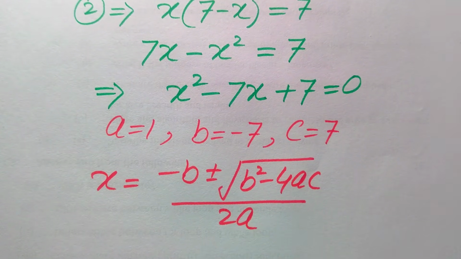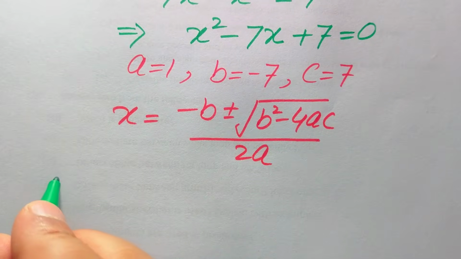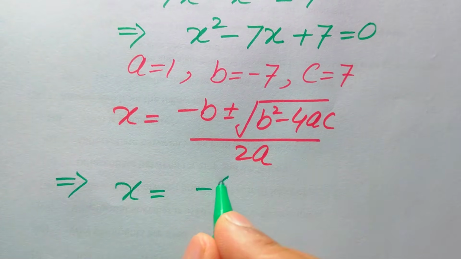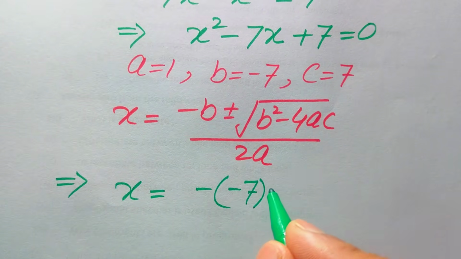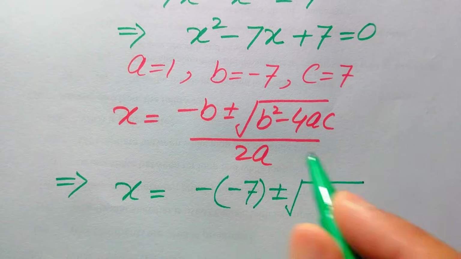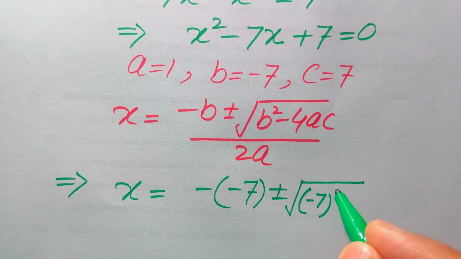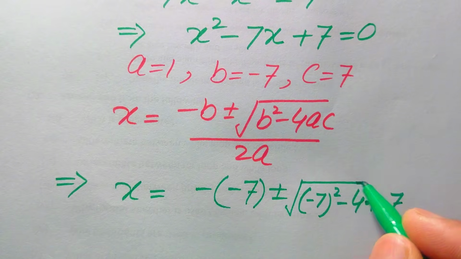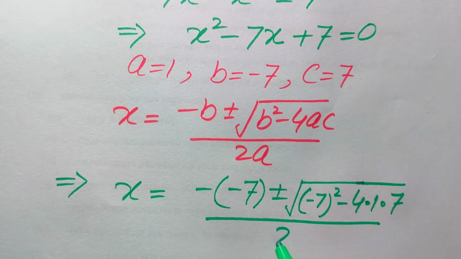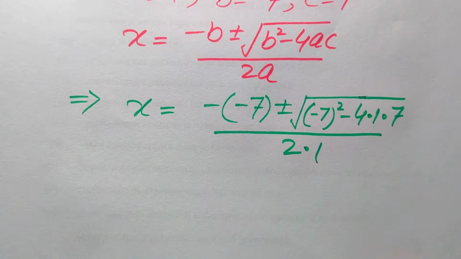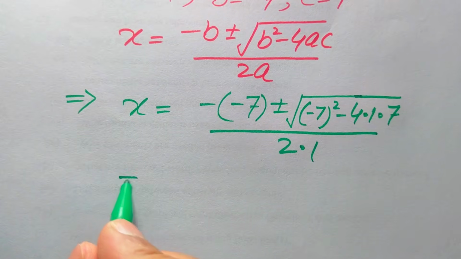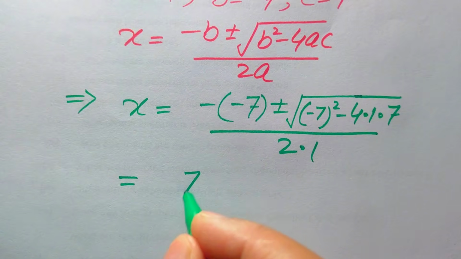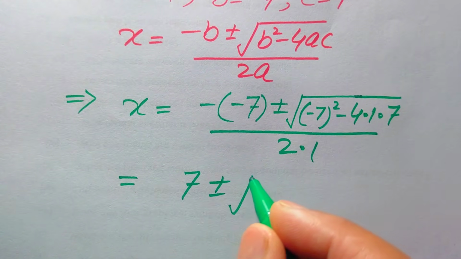This is our quadratic formula, and here we substitute all the values of a, b and c in this formula, and it will be written as x equals minus b, the value of b is minus 7, plus minus square root of b square, b is minus 7 square, minus 4 times a is 1 and c is 7, and it is divided by 2 times a, and here our a is also equal to 1.